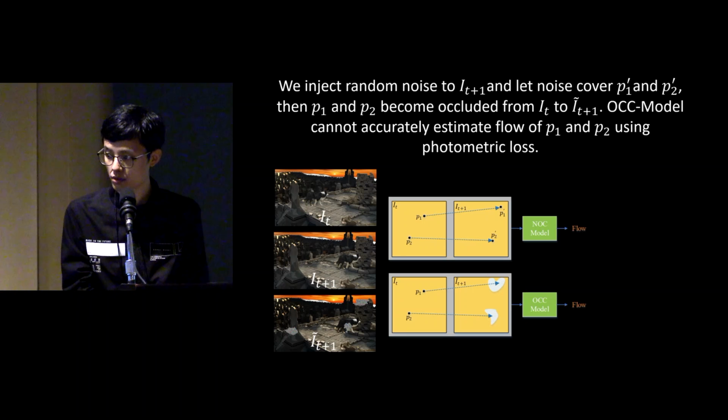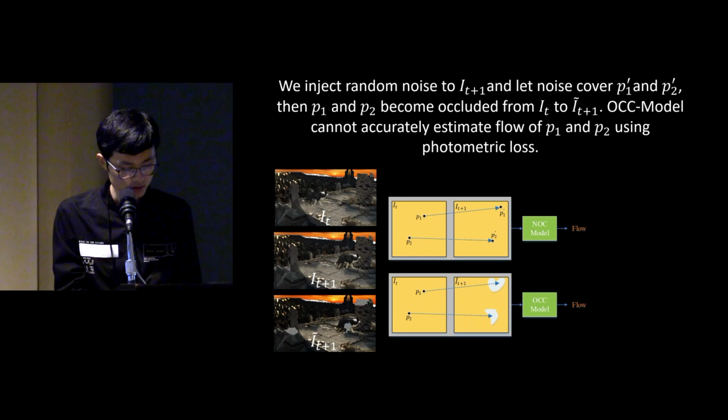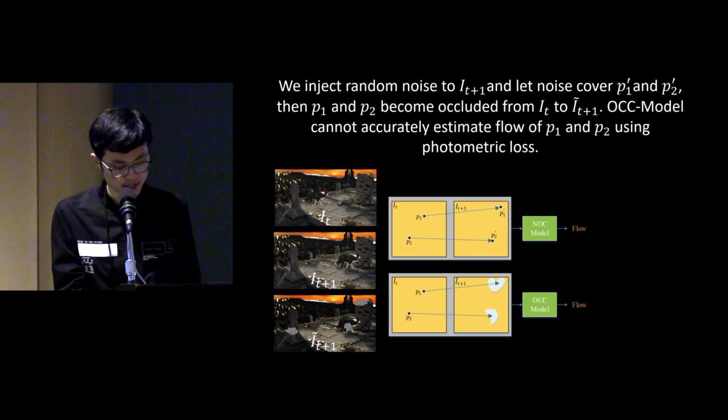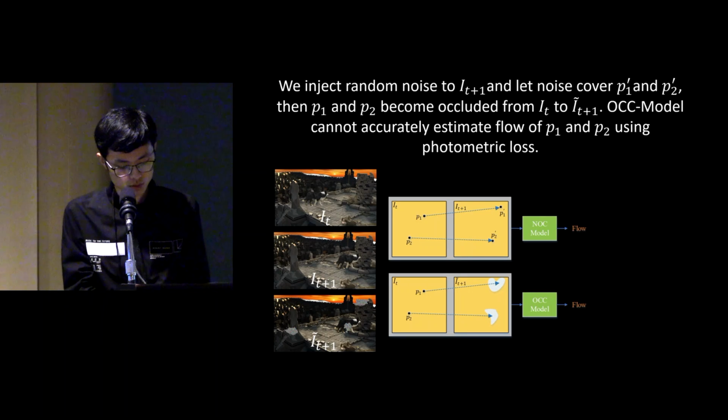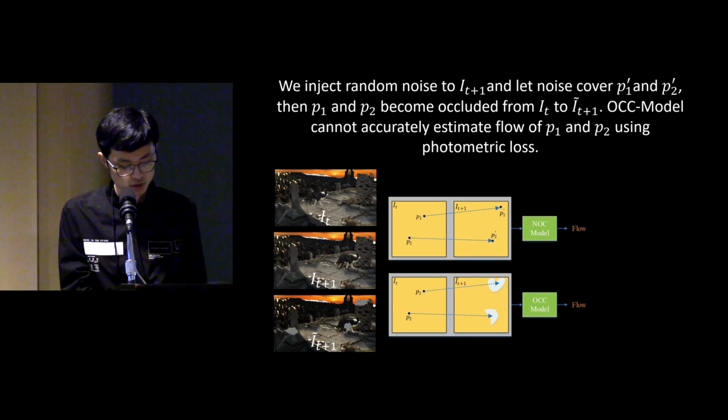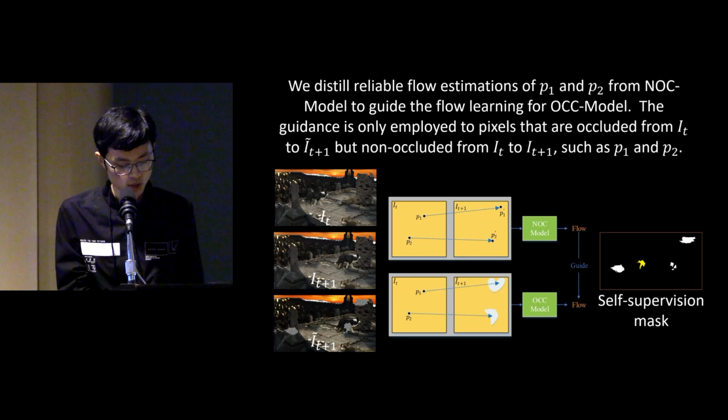Then we inject random noise to cover P1 prime, and P1 becomes occluded from the first image to the new second image. Because P1 becomes occluded now, our OCC model cannot estimate it accurately using photometric loss anymore. OCC model here means occluded model.